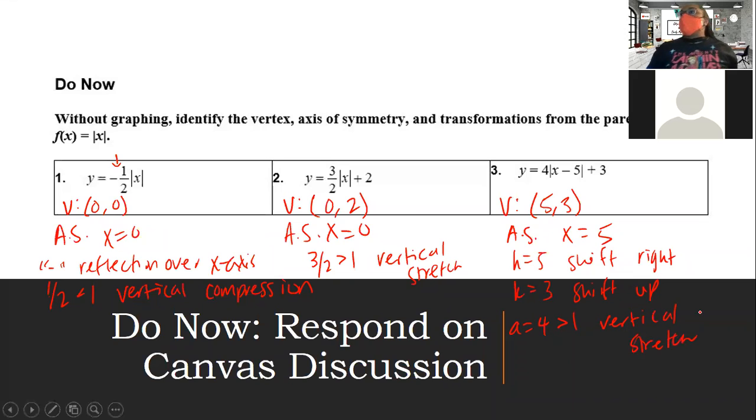If you were not able to write those without me telling you what they were, you need to go back and relook at your notes and go back over your practice from Friday. On Wednesday, we will have a quiz over transformation. So if you're struggling with this, you need to practice, ask questions, and be prepared for Wednesday's quiz.